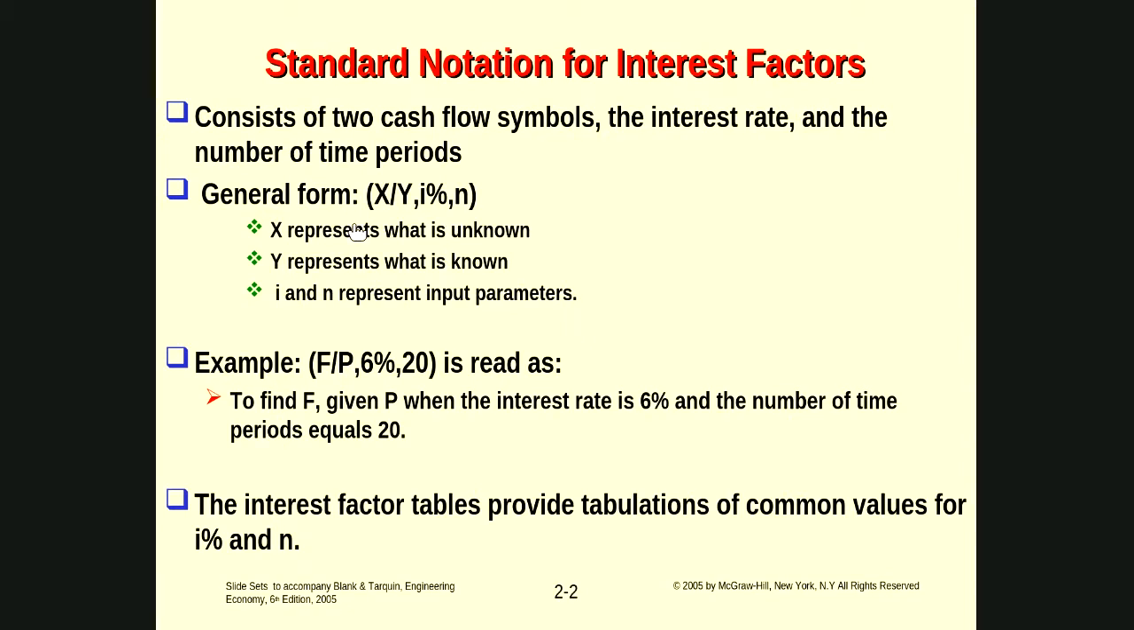Let's break this down. First, let's see how we read this parenthesis. We read it as X given Y at interest rate i for the time period n. In the definitions here, X represents the unknown, Y represents the known, i is the interest rate, and n is the period.